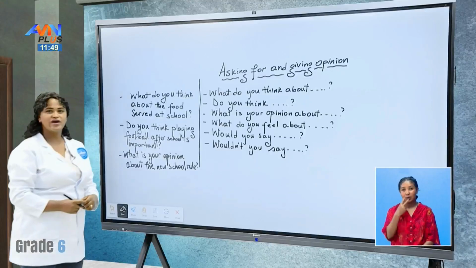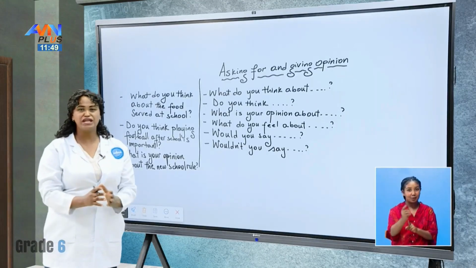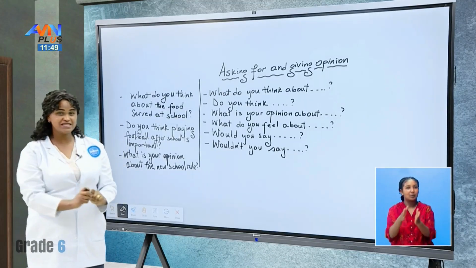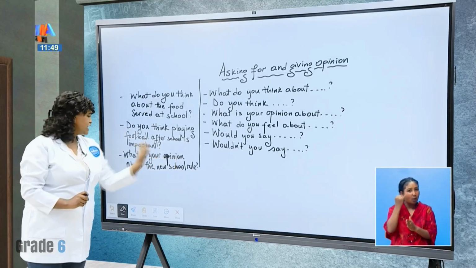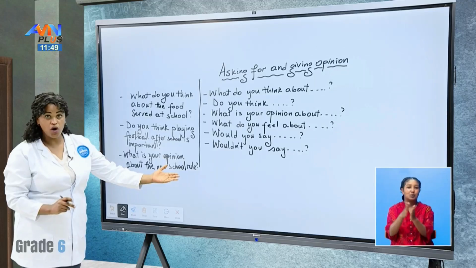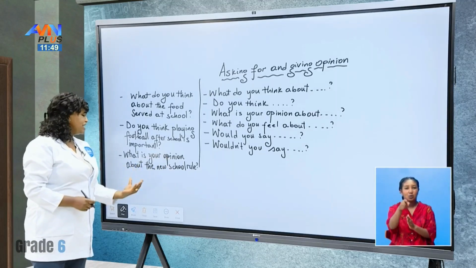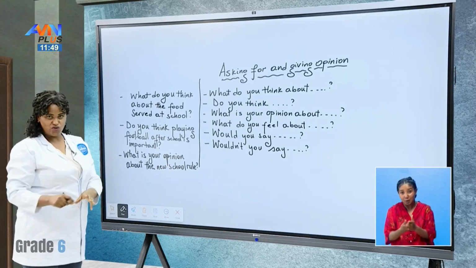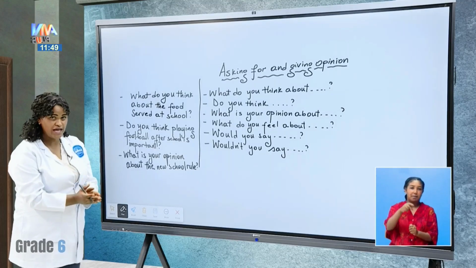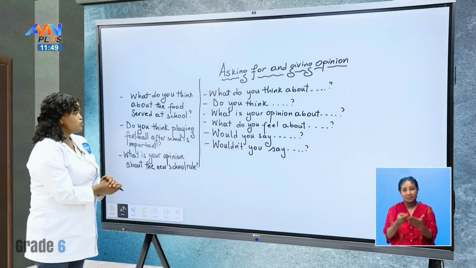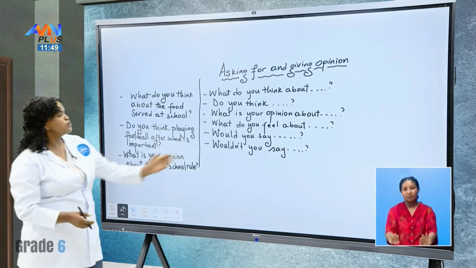Look, we are asking directly for an opinion about a specific issue. Yes, that is the school rule. So you can say, what is your opinion about the new school rule? Or what is your opinion on the new school rule? Since it is a specific issue, you can also use the preposition on, okay? All right, this is the third way or the third form. Let's continue with the others.